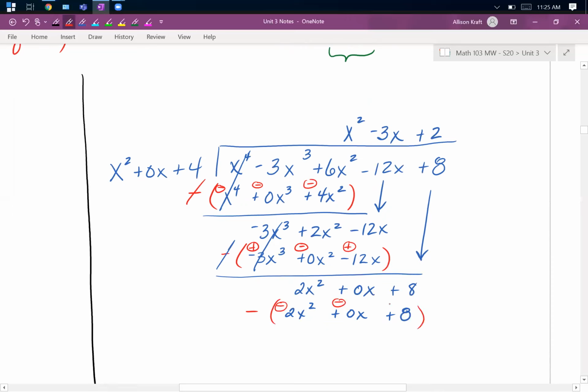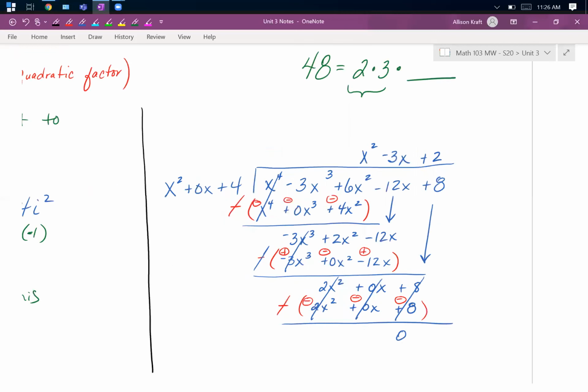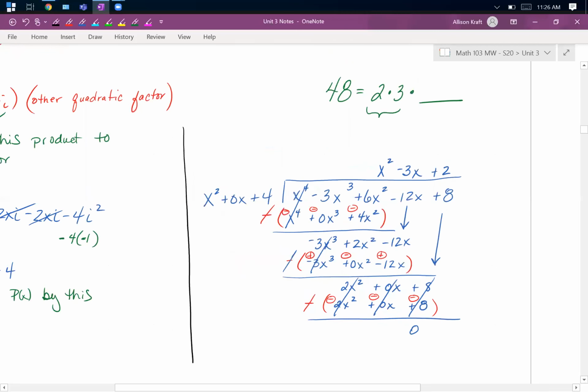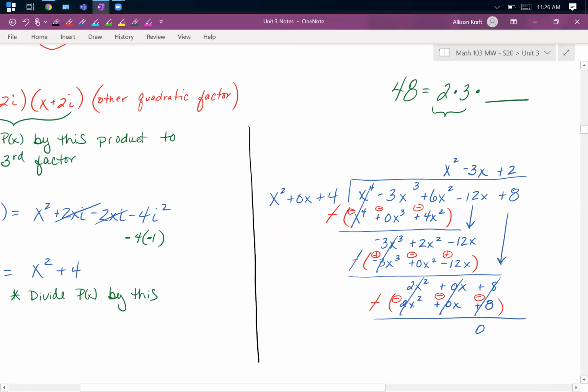We'll just subtract and distribute in our negative. And then when we add down, what do we notice? Everything falls out and we get a remainder of 0. Should we be surprised that we got a remainder of 0? No. Why not? Because it was already given that it was a factor. Exactly. What we were doing was finding the third factor. And we had a theorem before that says if it's a factor, it's going to have a remainder of 0.